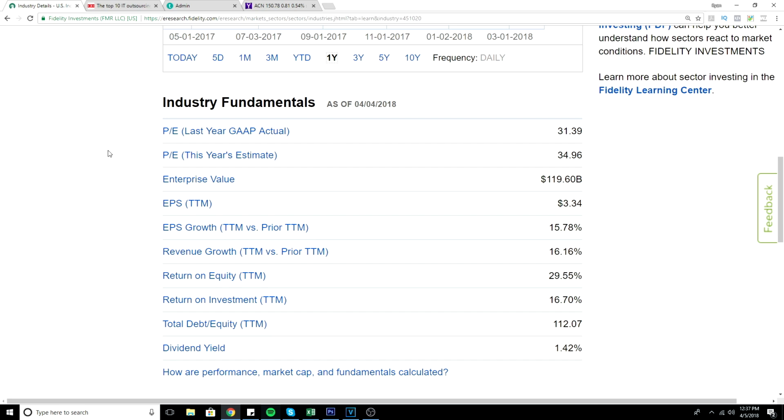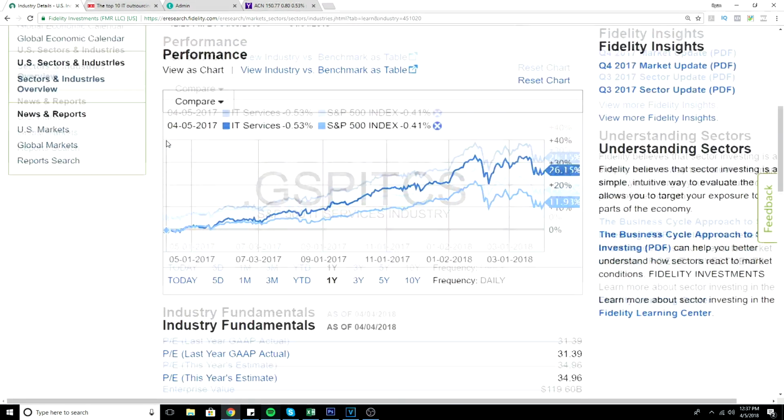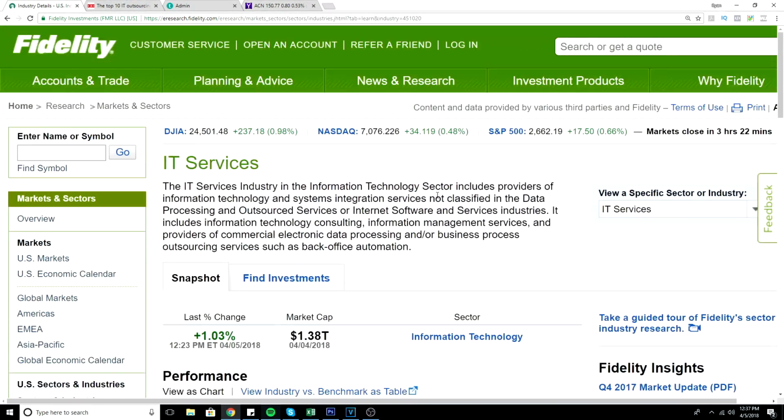And so we're going to be using this data in a little bit, but now what I want to show you is, let's say you decide you want to invest in a company in the IT services industry. How do you find investments? Well, if you click on this here, this is where it begins to prompt you to log into Fidelity.